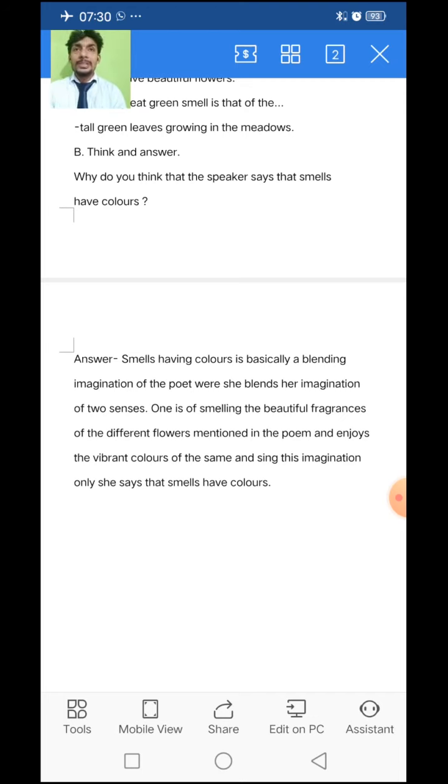Along with this, she is also trying to describe her way of loving nature. And apart from this, in all the questions mentioned in the exercise, she again has told us the same thing, and it's only about her love towards nature and nothing else. So, this was the complete ending of the explanation of this poem Smells.